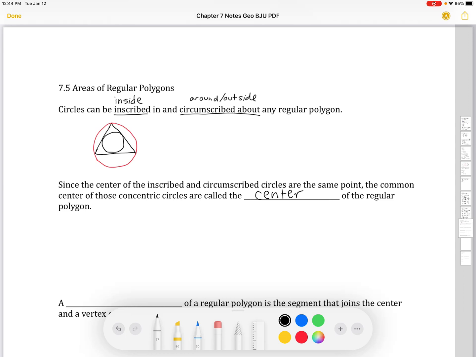So let's say we had a square. If I draw a circle inside the square or around the square, the center is going to be the same. The center is the same as the red circle, it's the same as the square, and it's the same as the blue circle.